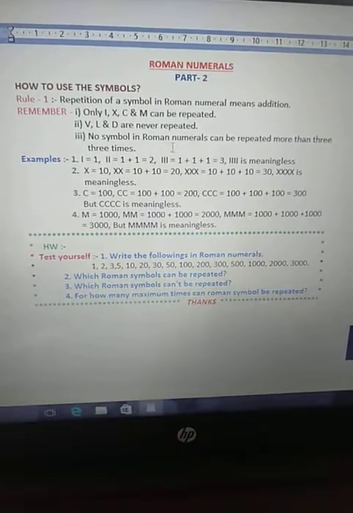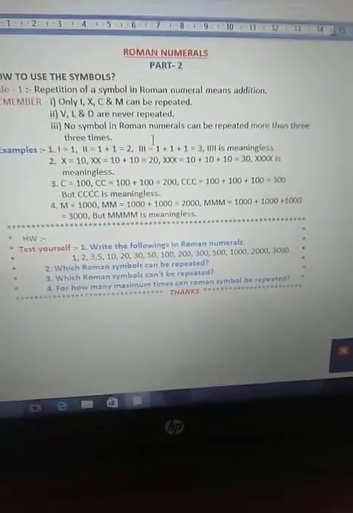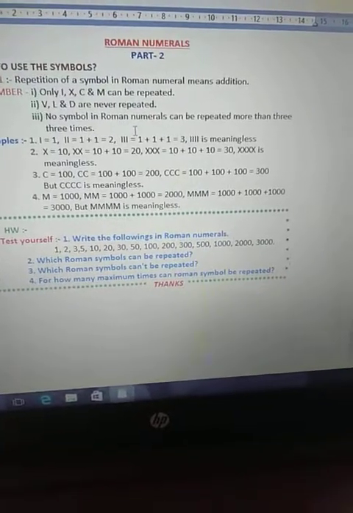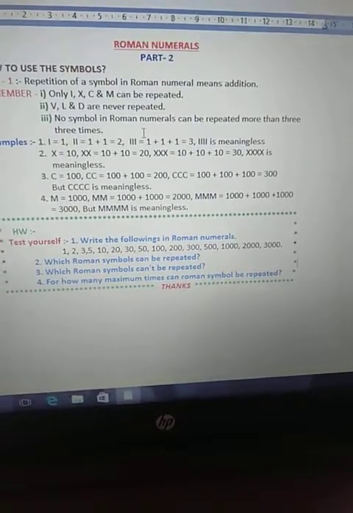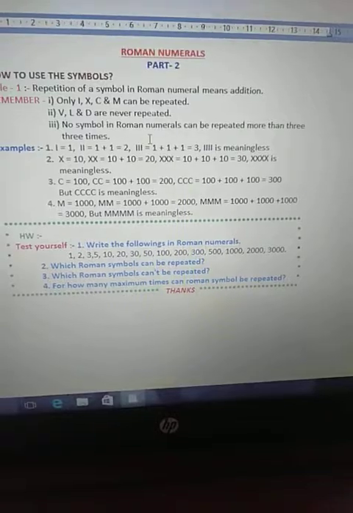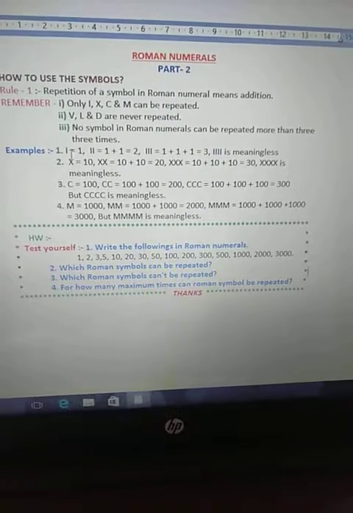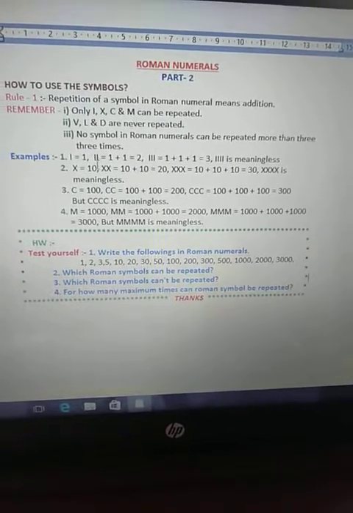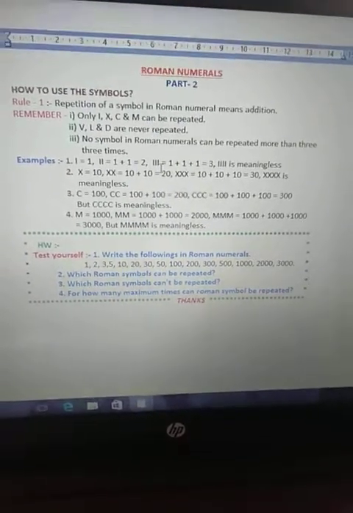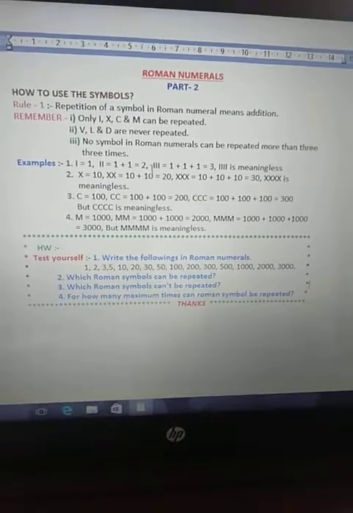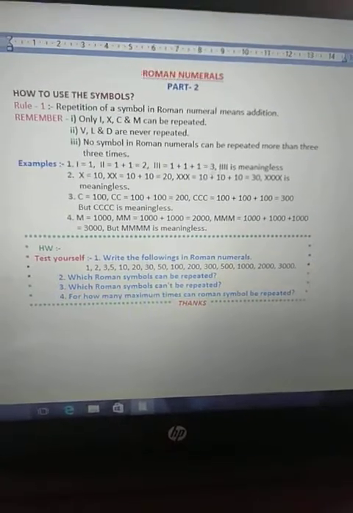No symbol in Roman numerals can be repeated more than 3 times. They can be repeated up to a maximum of 3 places, not more than 3. So for example, to clear your idea, I means 1, but if I is repeated 2 times, then 1 plus 1, 2. Thrice, 1 plus 1 plus 1, that is equal to 3.